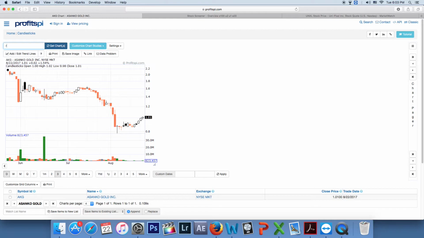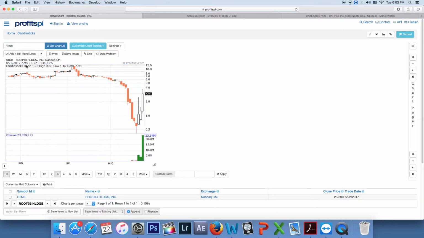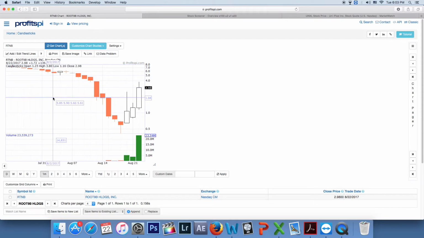I'll show you with RTB. We saw this one earlier. I'll show you the 1 month chart. Here's a perfect example. We have a downtrend trending company, and we have a hammerhead right here by itself. What do we need? Confirmation. We know something big is about to happen.